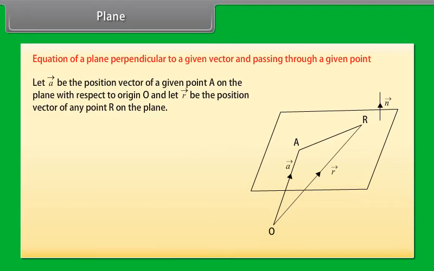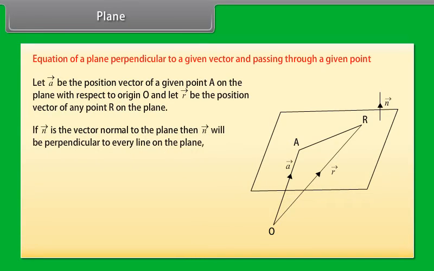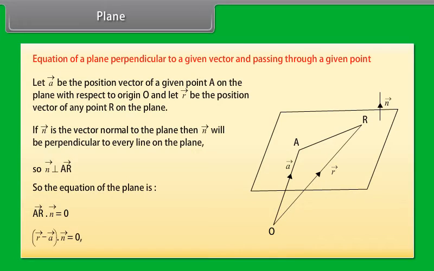Let vector a be the position vector of a given point A on the plane with respect to origin O, and let vector r be the position vector of any point R on the plane. If vector n is the vector normal to the plane, then vector n will be perpendicular to every line on the plane. So, vector n is perpendicular to vector AR. So the equation of the plane is the dot product of vector AR and n equals 0, or the dot product of vector r minus vector a and vector n equals 0.